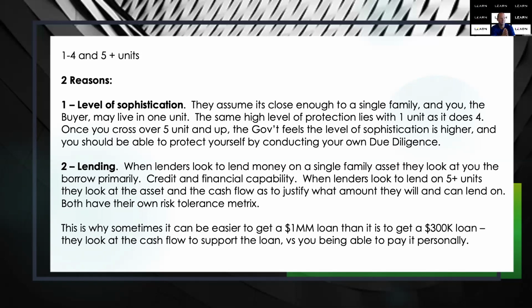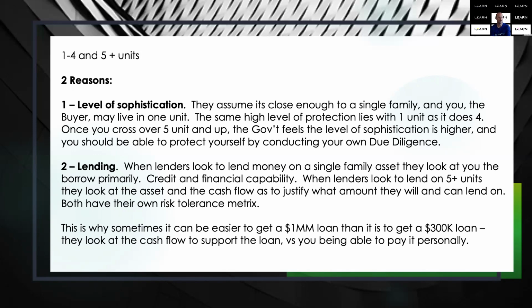And then the lending side. When lenders look to lend money on a single family asset, they look at you, the primary borrower. Credit and financial capability of you, the borrower. When lenders look to lend on 5+ units, they look at the asset and the cash flow to justify what amount they will and can lend on. Both have their own risk tolerance metrics. So that is the reason right there that the government stepped in. They're the ones who separated this and made it nationwide.